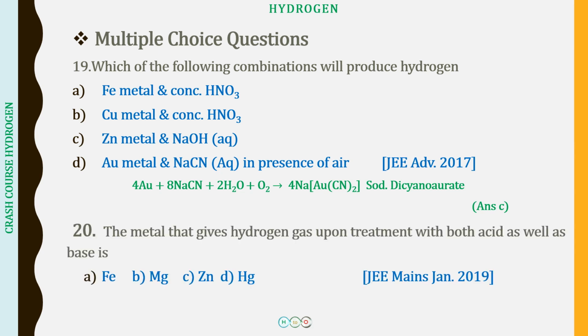And the next question was, the metal that gives hydrogen gas upon treatment with both acid as well as base is iron, magnesium, zinc or mercury. So I hope now you know all the amphoteric elements are the ones which are going to react both with acid as well as base, and from these the amphoteric element that we have is zinc. So the correct choice is going to be the C choice.